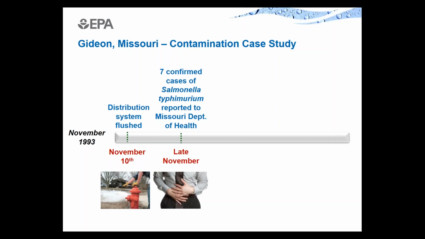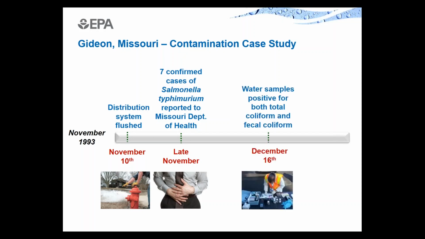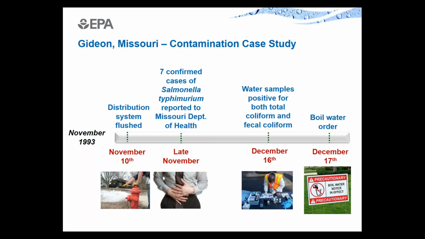And at that point, the only commonality they could identify is that everyone who developed the illness had been drinking from Gideon's water supply. Then, on December 16th, the water utility, doing their routine coliform testing, did get positive hits for both total and fecal coliforms. And this combination of both public health data and environmental data implicated contaminated drinking water as the cause of the outbreak. Thus, a day later, they issued a boil water notice.